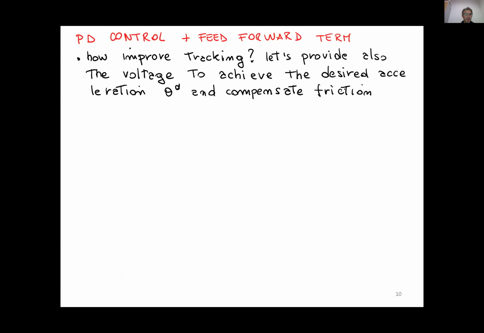Then how can we further improve tracking? We saw that we cannot track a time varying reference. So how can we improve? A way to improve a PD control, for example, is to provide, additionally to the PD control action, that is a feedback action, a feed forward action.